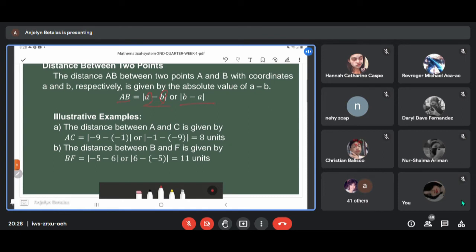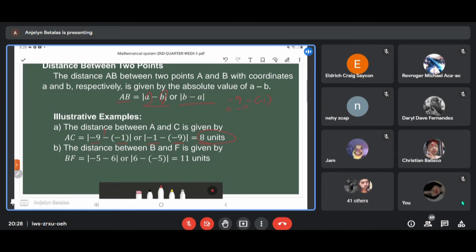Okay? Another example. The distance between A and C is given by AC: negative 9 minus negative 1, or negative 1 minus negative 9. They are both equal to 8 units. How much is negative 9 minus negative 1, class? Negative 9, subtracting the integer negative 1, how much? Negative 8.